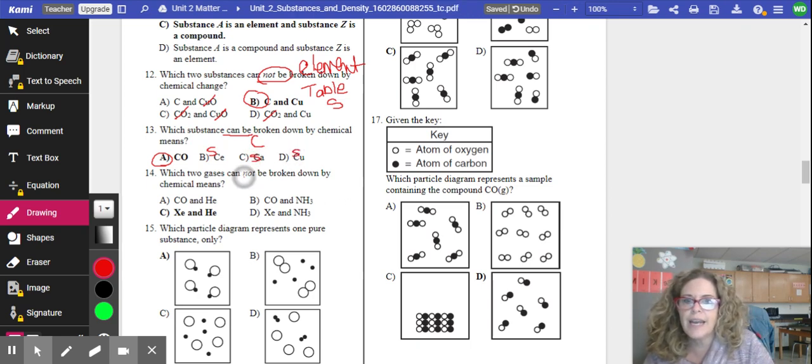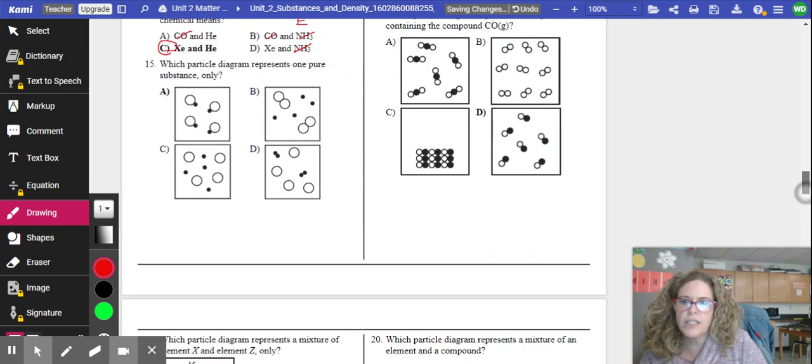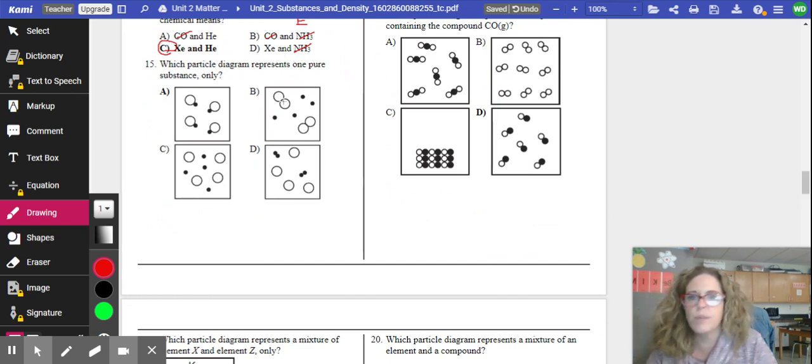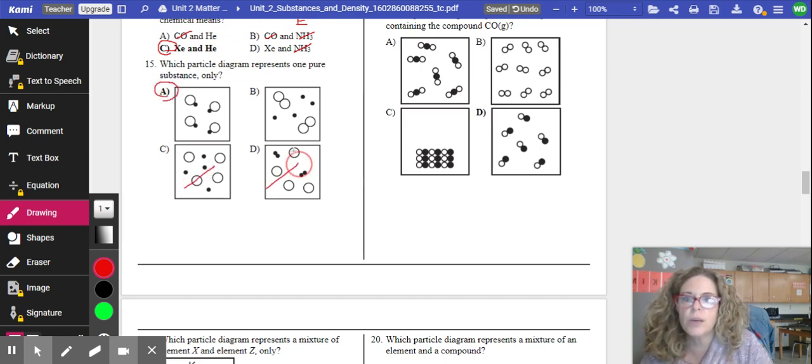Which two gases cannot be broken down by chemical means? I'm looking again for an element, one capital letter. So choice C, because that's a compound, compound, compound. Now if I go next to number 15, I want a pure substance. That means all the pictures in the box are going to be exactly the same. So that's why this is choice A, because this is a mixture, mixture, mixture.